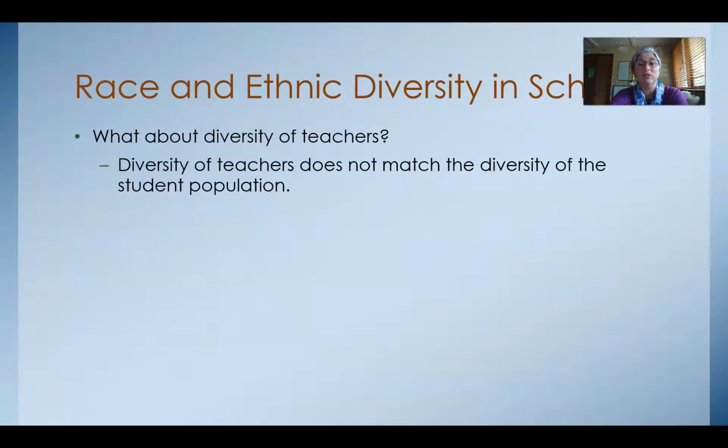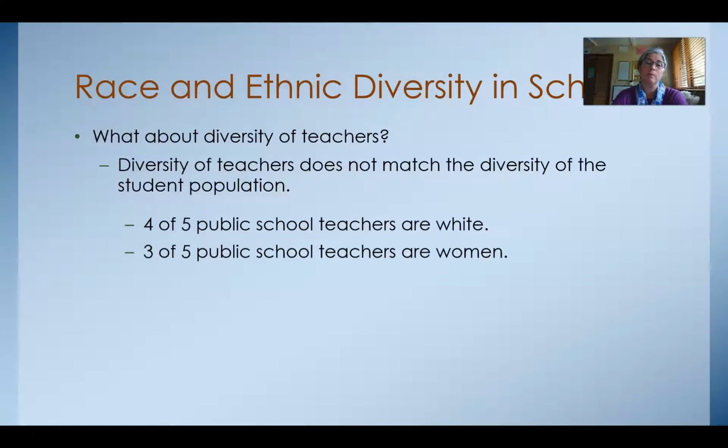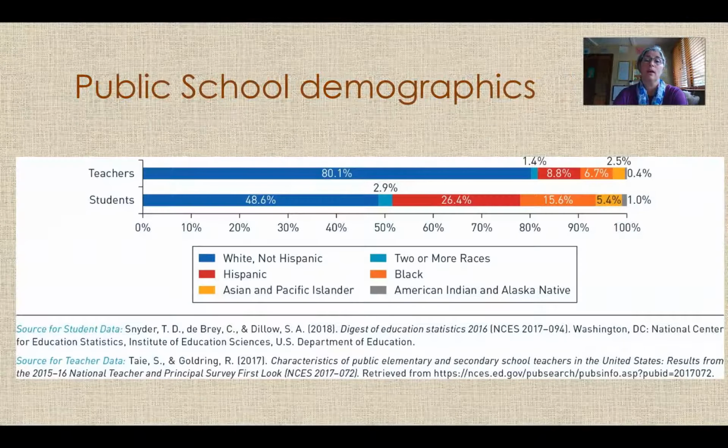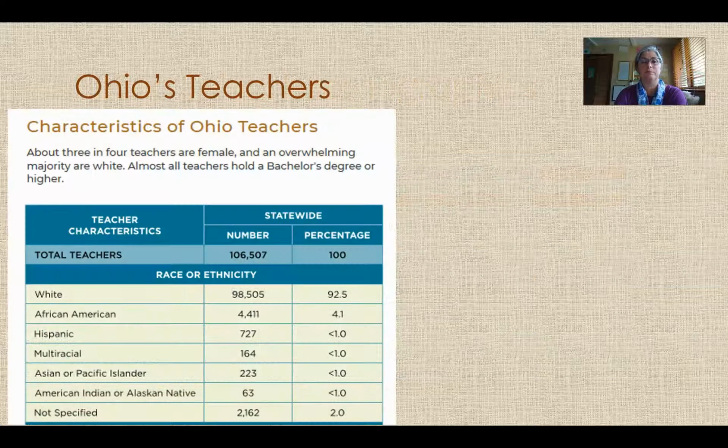So the diversity of teachers does not really match the diversity of the student population. To make that a bit more clear, about 4 out of 5 of public school teachers are white. 3 out of 5 are women. If you'd like to see that data in a bit more detail, this is not just Ohio, this is the entire United States. You can see the breakdown, and again, blue indicates the white teachers or students, and then the rest of the colors you can see are indicated in the legend below. So you can see that stark difference there.